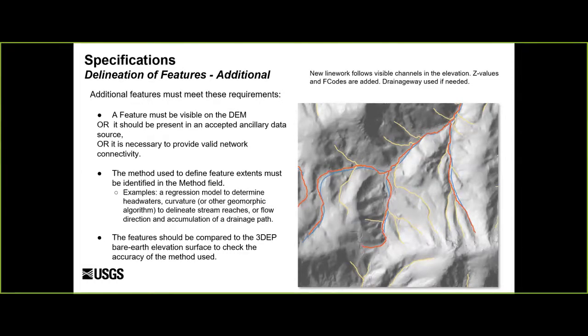And in this example, the yellow lines would be the additional features added to the baseline geometrically corrected NHD features in red, recognizing that additional line work will be added that may not be a verified stream channel. There's also a code that's being introduced, which is the drainage way code, to allow for features that may need verification later.